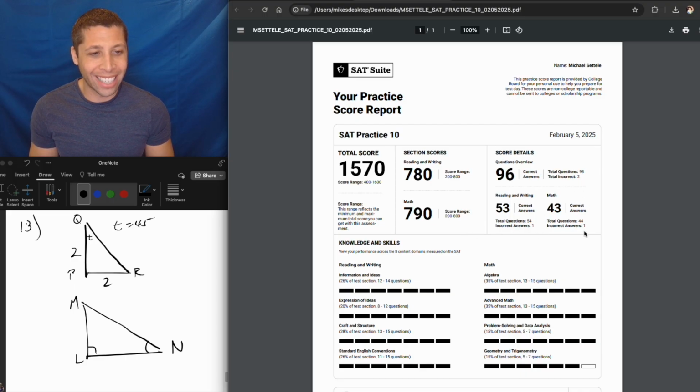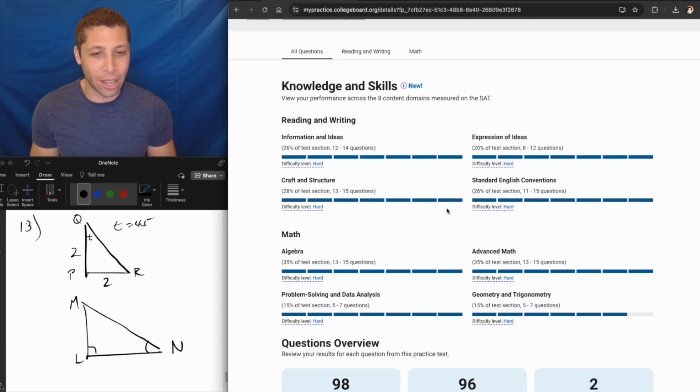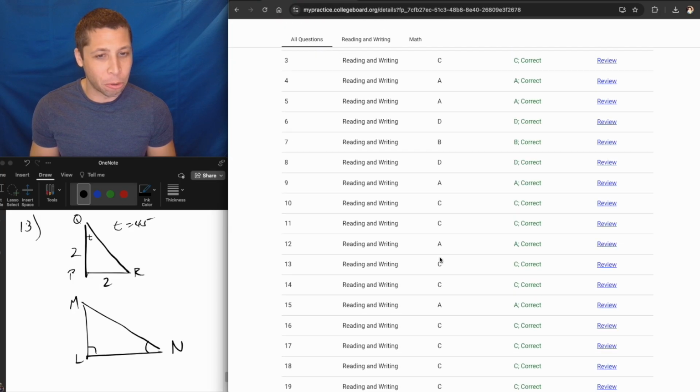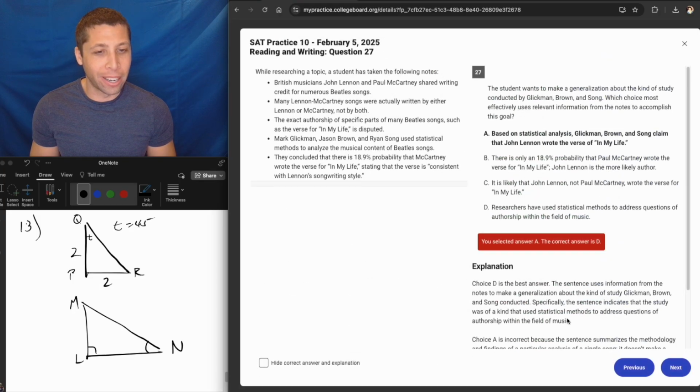But I was actually surprised I got a reading question wrong as well. So here's the math one. Here's the reading one. And it's funny because this is definitely an old question. If I go to the reading one in my scoreboard here, it's the last one. I've seen this before, and I don't quite remember if I got it wrong the first time I did it.